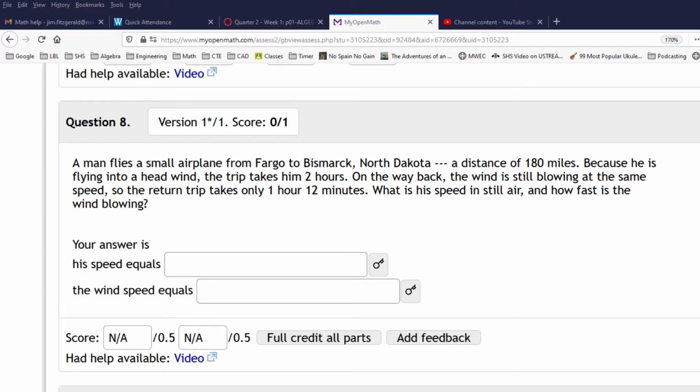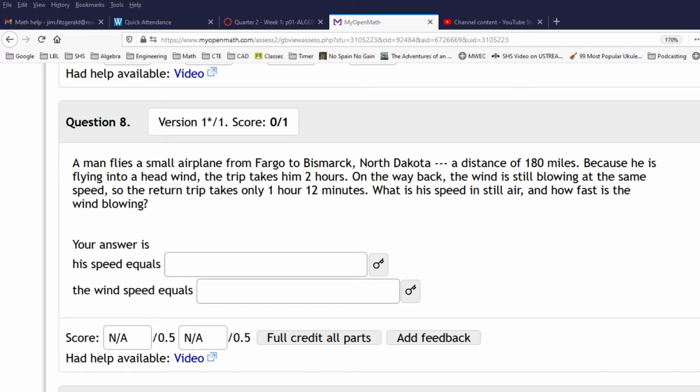Read through this. We'll try to pick out some math terms. We'll try to understand what's going on with the situation. We have a man flying a small airplane from Fargo to Bismarck, North Dakota, a distance of 180 miles. Okay, he's flying into a headwind. All right, so if he's flying into the wind, that means the wind is slowing him down. Okay, the wind is decreasing his speed.